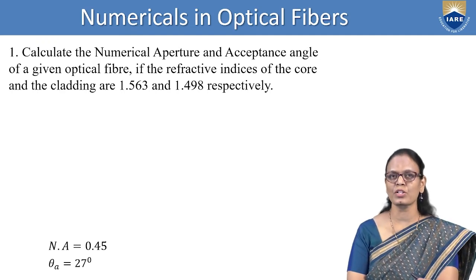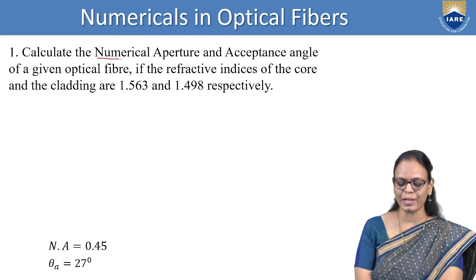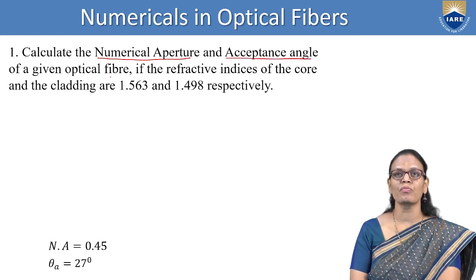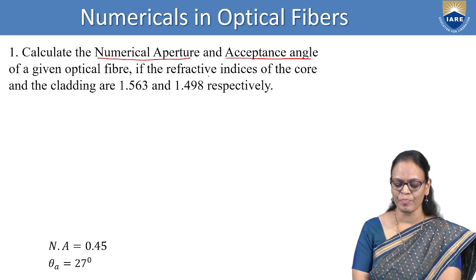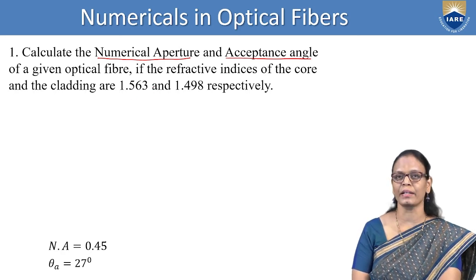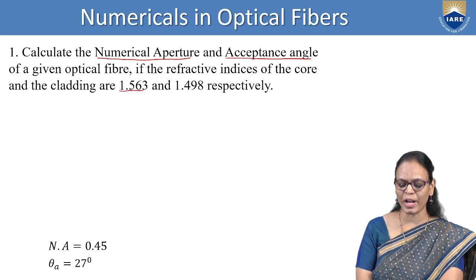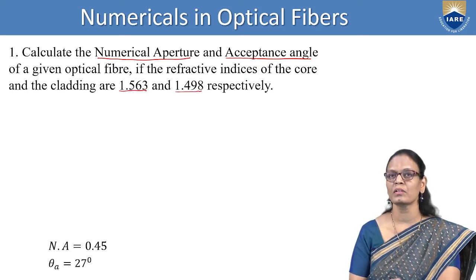So coming to the first numerical: calculate the numerical aperture and acceptance angle of a given optical fiber if the refractive indices of the core and the cladding are 1.563 and 1.498 respectively. This will be the refractive index of the core and this will be the refractive index of the cladding.